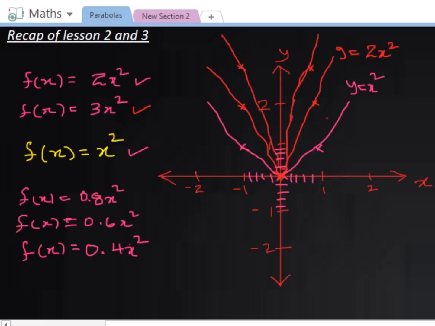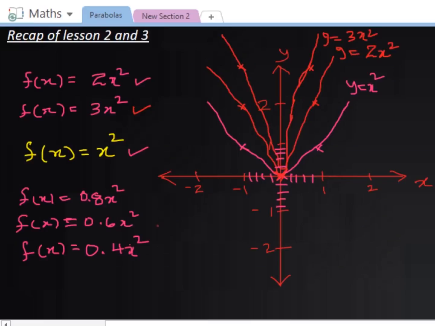Now these are our 3 parabolas with the equation y equals x squared, y equals 2x squared, and y equals 3x squared. Now we can clearly see the trend that as the a value moves from the value of 1 to 2, from 2 to 3, the parabola gets thinner and thinner.